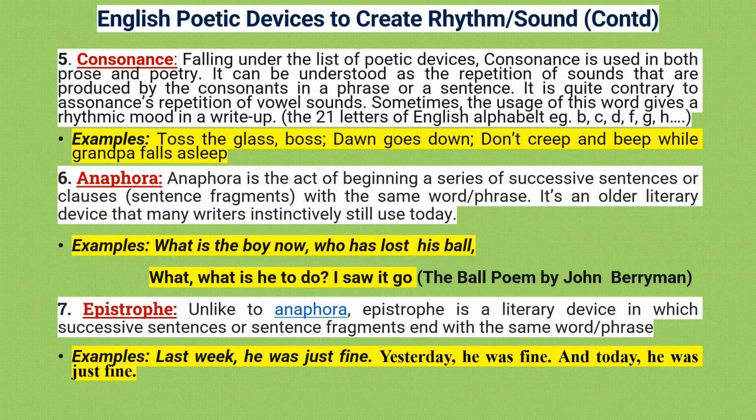You see, what is the boy now who has lost his ball? The second sentence again, what is he to do? I saw it go. You see this word which is repeated in the first and the next sentence. So when the first word or phrase is repeated in the first and the second line, we call it anaphora.